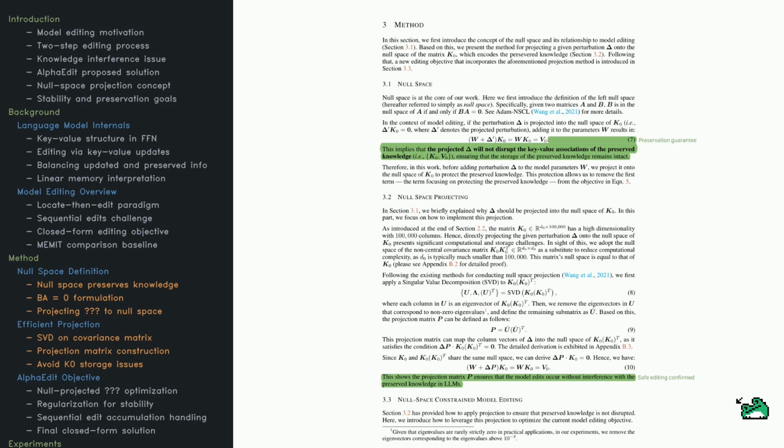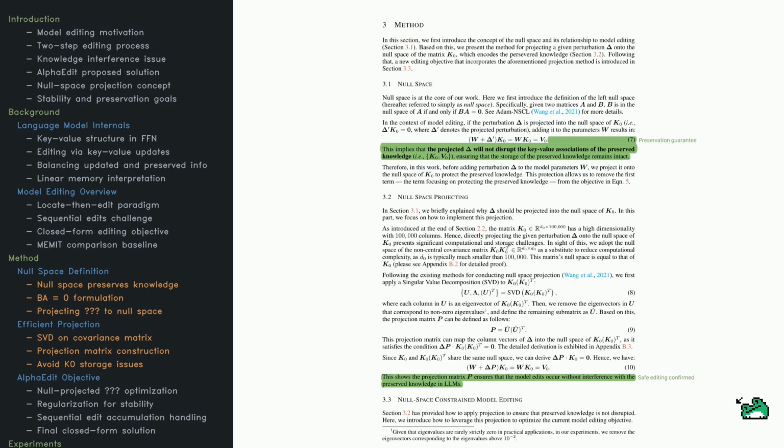But how do we build this projection? The preserved knowledge matrix is massive. Think 100K dimensions. Directly computing its null space would be a nightmare. Instead, AlphaEdit uses a clever workaround. It computes the null space of a smaller matrix, equation 8, using singular value decomposition, or SVD, to identify safe directions.